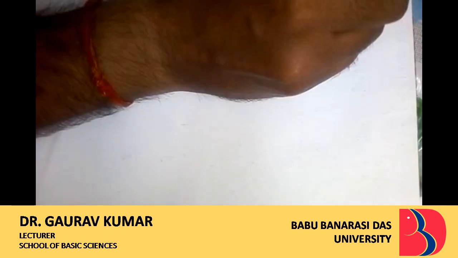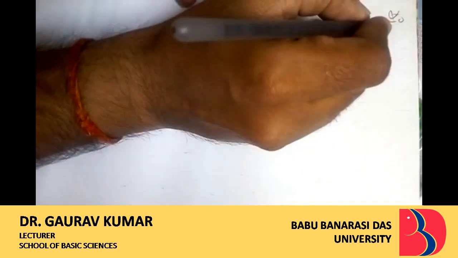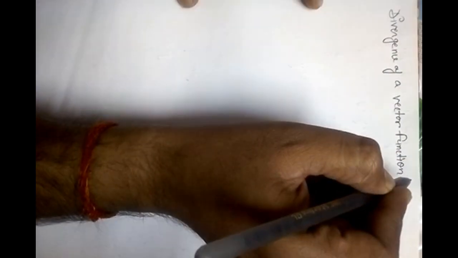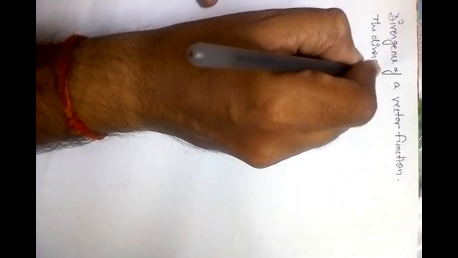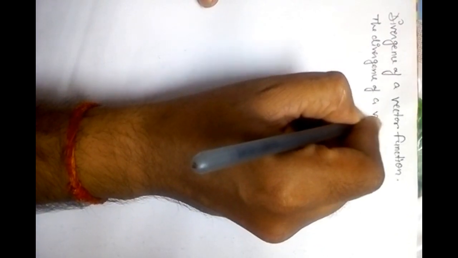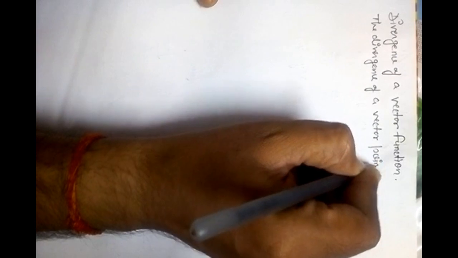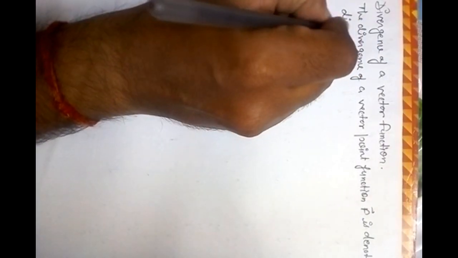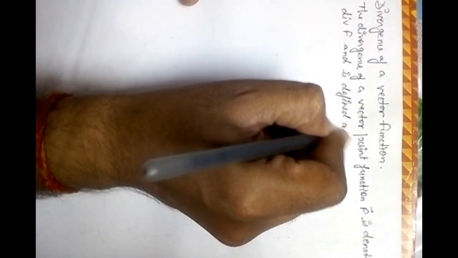Divergence of a vector function. The divergence of a vector point function capital F is denoted by divergence F and is defined as below.